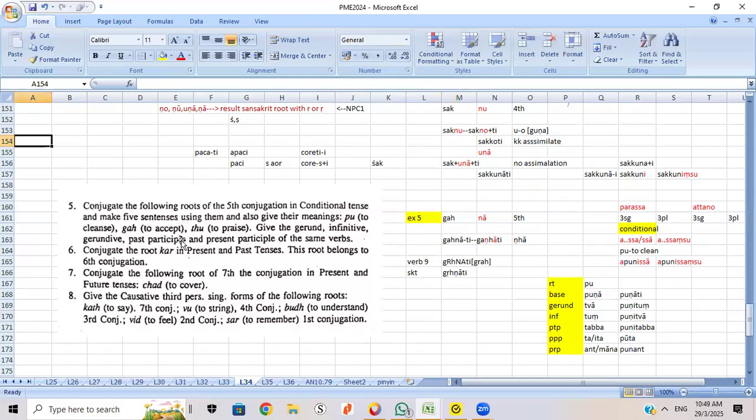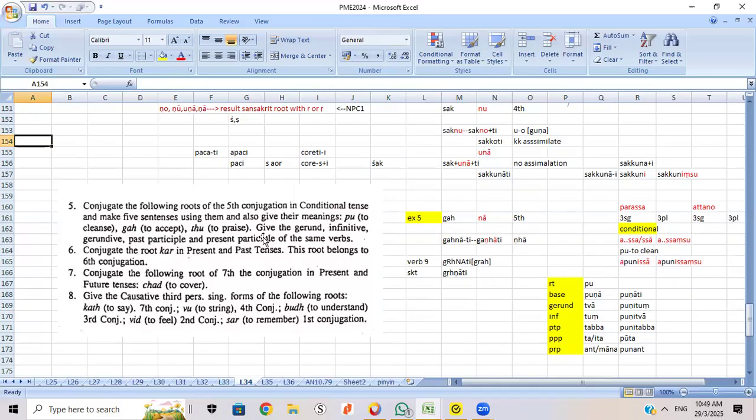Number two is "pu". I think "pu" is a lot easier. Can you see here? Root, base, gerund, infinitive, potential, past participle, present participle. So the word "pu", can you see?